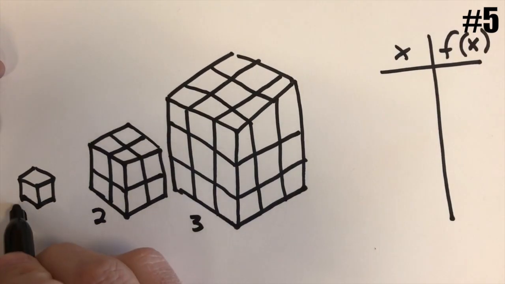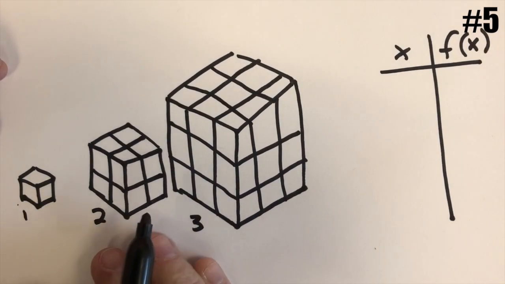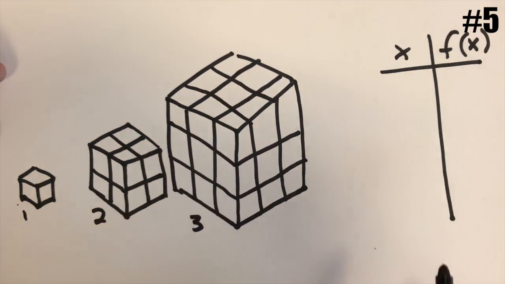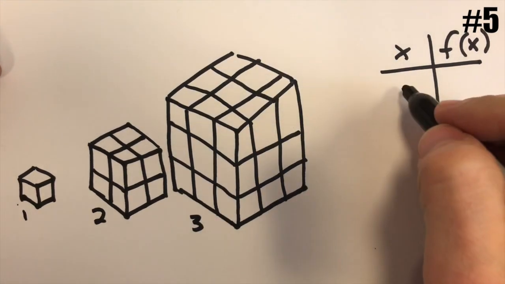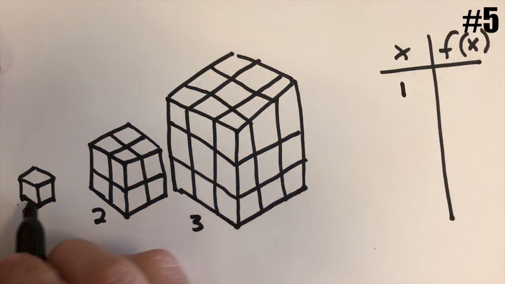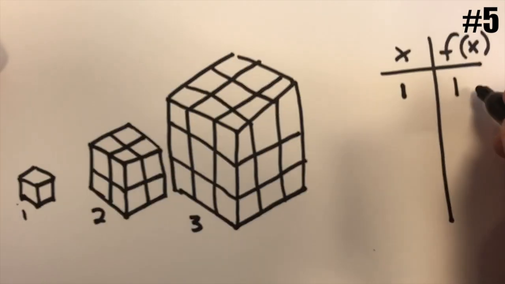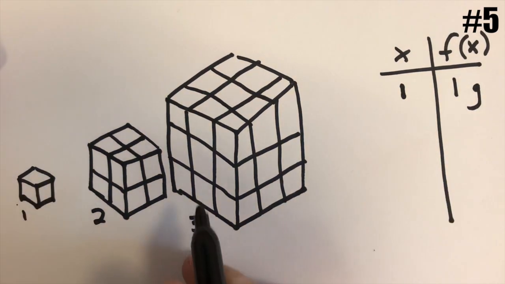In this case, x is not time. x is the length of the side of a cube, okay? And f of x is still the mass of that cube in grams. So if we have a cube with length 1, so this one cube here, it's 1 by 1 by 1 on all edges, that's actually going to be 1 gram. Okay, so that one cube is 1 gram.